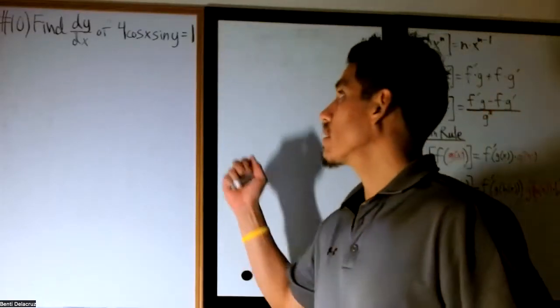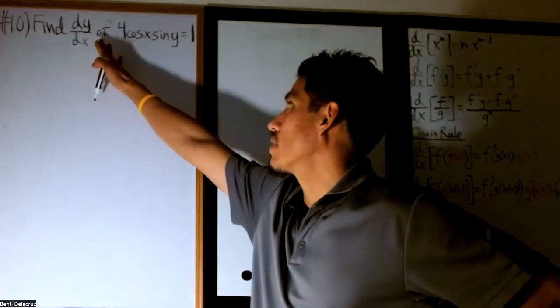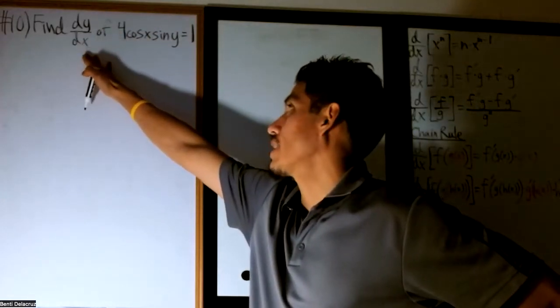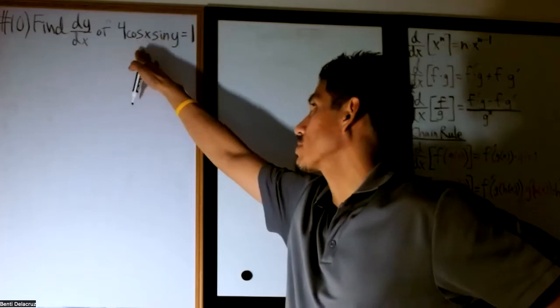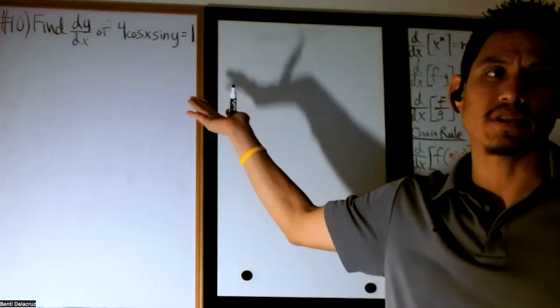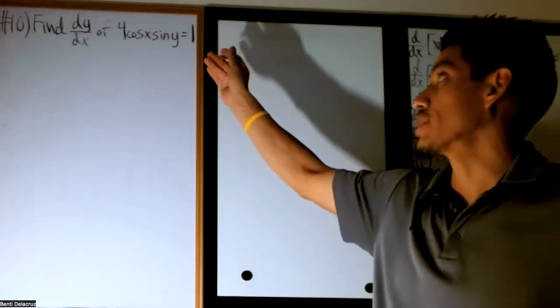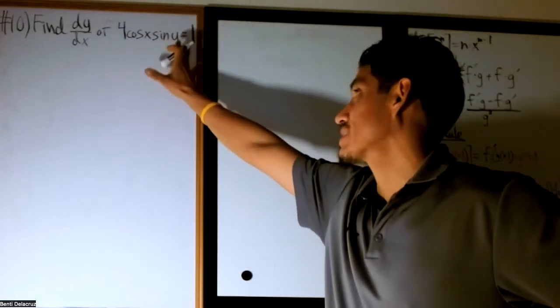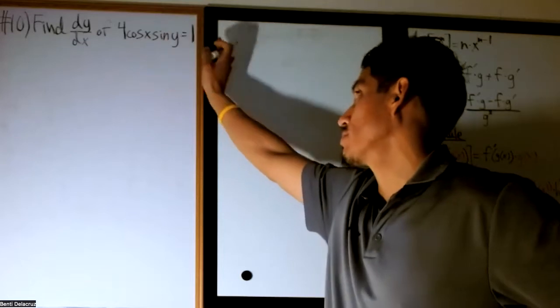All right, so we're gonna find the derivative of y with respect to x of the equation 4 cosine of x sine of y is equal to 1. Now, this is going to involve that we use implicit differentiation because we can't explicitly solve for one variable in terms of the other.